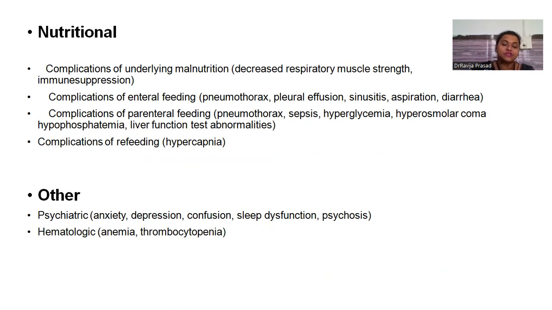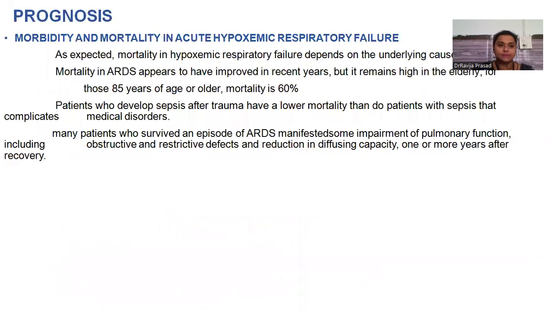The other complications could be psychiatric, that is anxiety, depression, confusion, sleep dysfunction, psychosis. Then hematological, that is anemia and thrombocytopenia. Now, what is the prognosis if a patient is in hypoxemic respiratory failure?